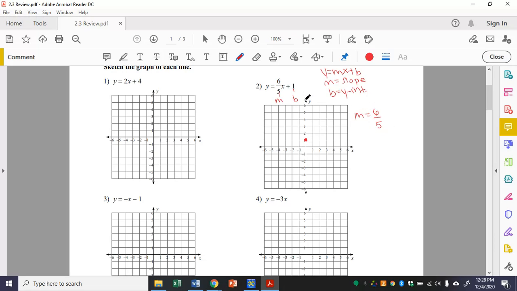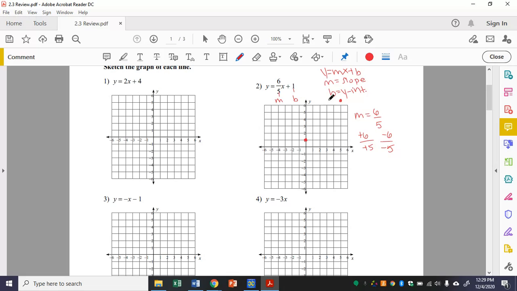I could count up 6. I don't have quite enough room here, but I could count up 6 for the rise of positive 6. And then I could go to the right 5 and get a run of positive 5. So I have a positive 6 over a positive 5. As I said, there wasn't necessarily enough room on this graph to do that, so I went a little bit off my graph. If we're talking about a positive fraction, we know that a positive number over a positive number becomes a positive answer.